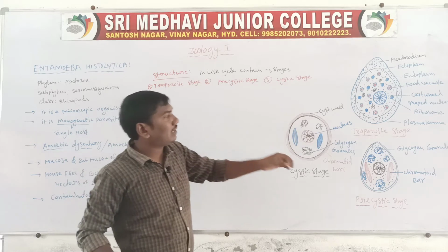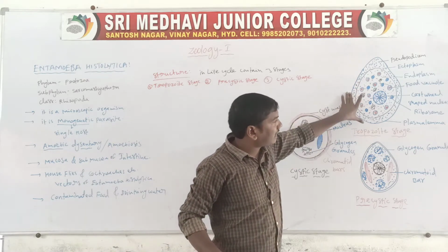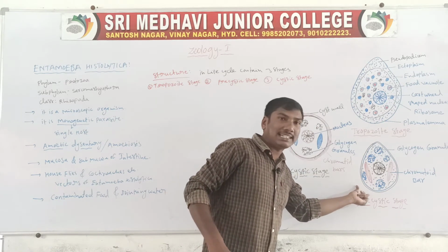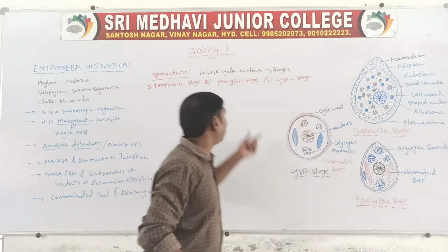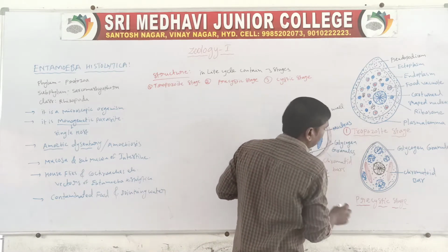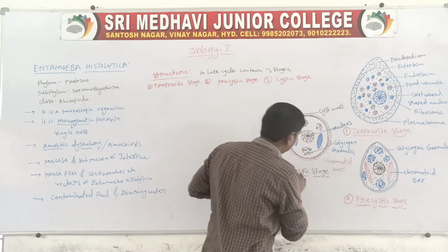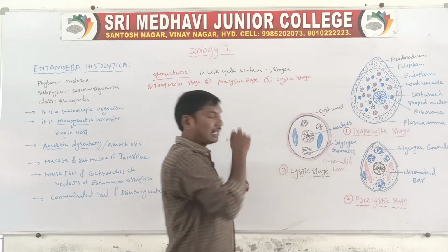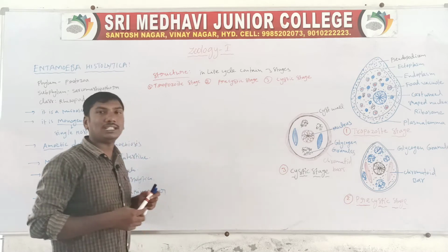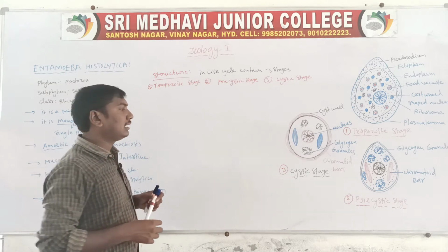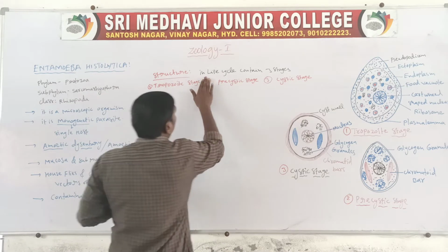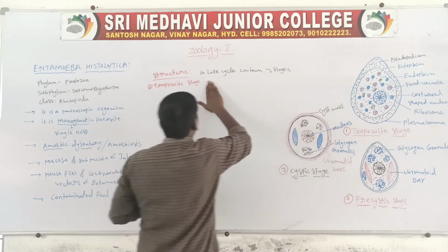First stage, trophozoite stage. Second stage, precystic stage. Third stage, cystic stage. So in the life cycle there are three stages: trophozoite stage, precystic stage, and cystic stage. First, the trophozoite stage.